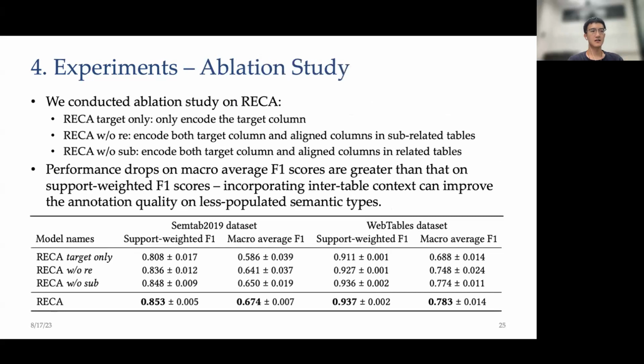We conducted an ablation study on Reka by considering the Reka target-only, Reka without related tables, and Reka without sub-related tables models. We noticed that the performance drops when the sub-related table context and related table context are removed. An interesting point is that the performance drops on macro-average F1 scores are greater than that on support-weighted F1 scores. Incorporating intertable context can improve the annotation quality on less populated semantic types.